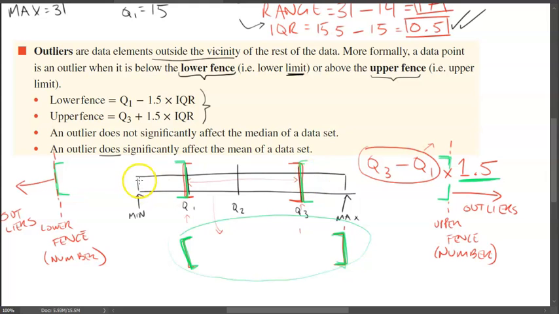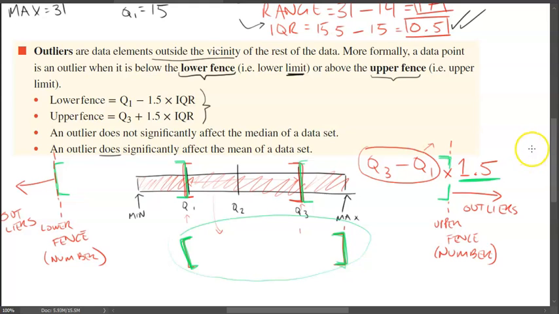So you've got to remember, within here there will be data points, there will be numbers. You will find an IQR, which is a range. When you enlarge it and plonk it out from Q1, you will find a number, and you will find another number. Anything lower and higher than those fences are considered outliers.